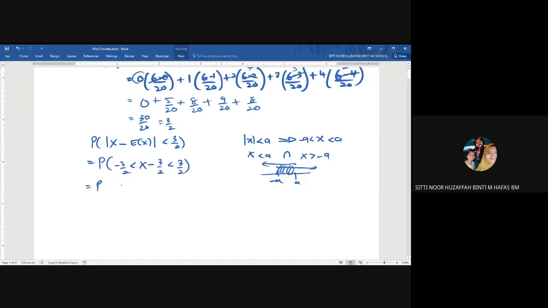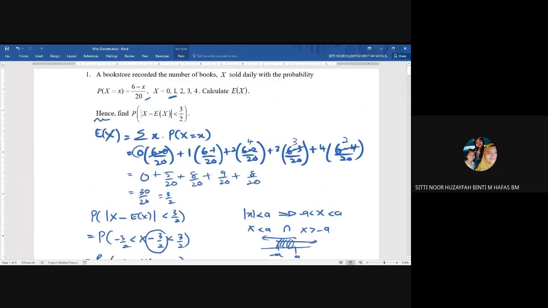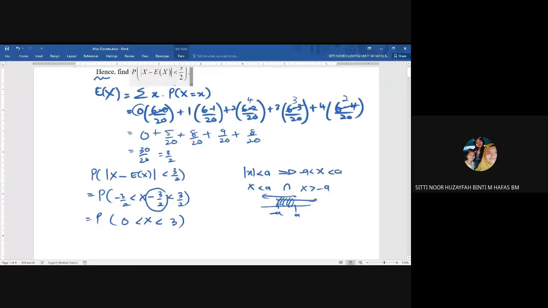So, what we want to find is actually the probability of X. This 3 over 2, we can eliminate it because we want X only, by adding 3 over 2 on each side. Negative 3 over 2 plus 3 over 2 will be 0. 3 over 2 plus 3 over 2 will be 6 over 2, which is equal to 3. So now what we want to find is the probability for X in between 0 and 3. What values are included between 0 and 3? 1 is not included, 3 is not included, so it will be 2 only. So what we want to find is the probability of X equal to 2.